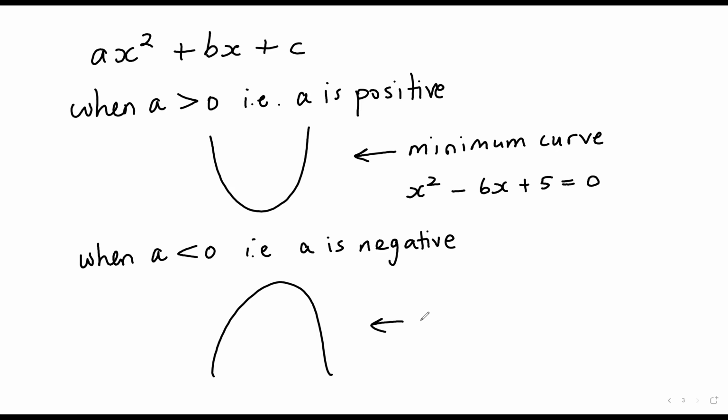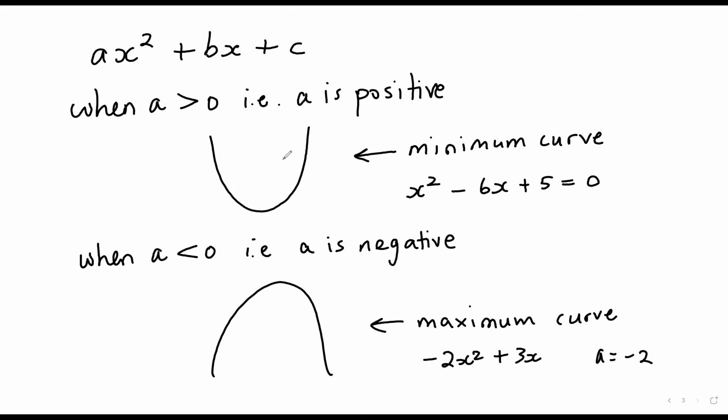And this is called a maximum curve, right? A maximum curve occurs when a is less than 0. So an example of that might be, let's say, minus 2x squared plus 3x, for instance. You'd have a maximum curve because in this example, a is negative 2. So when a is negative, you have a maximum curve. When a is positive, you have a minimum curve.